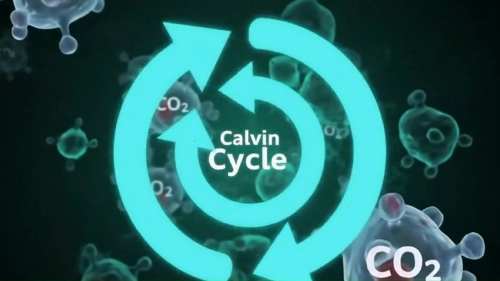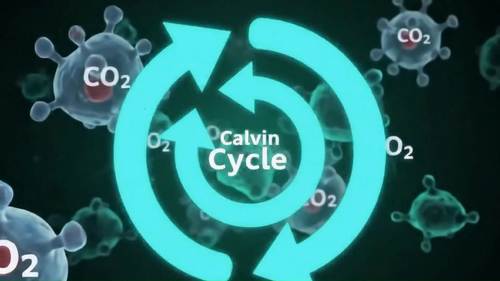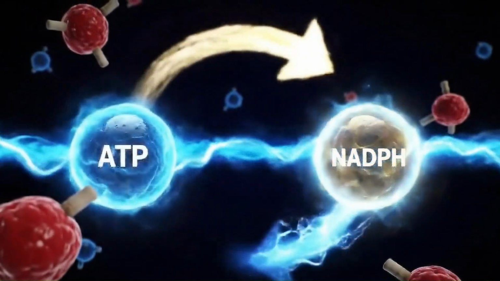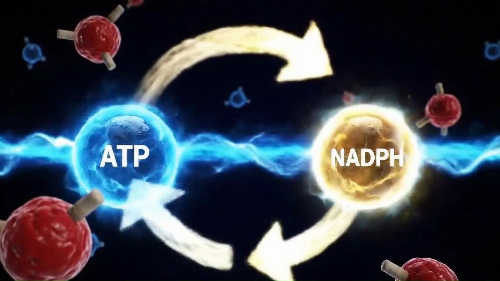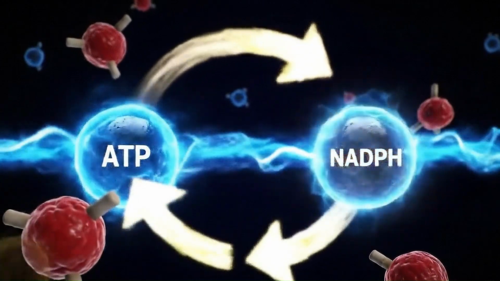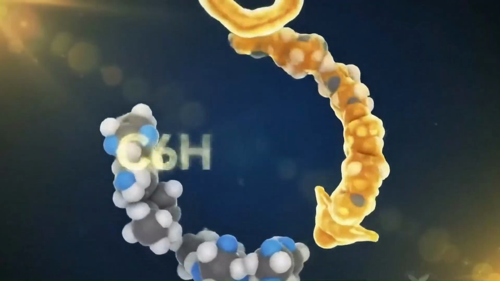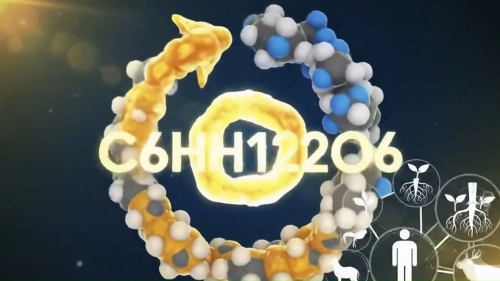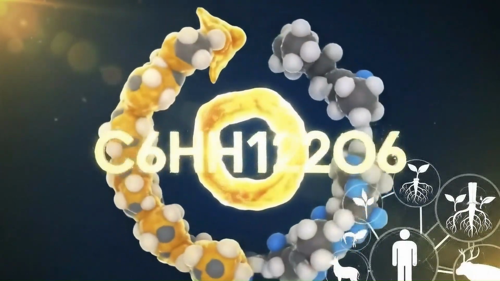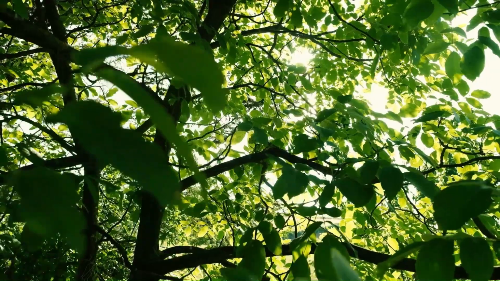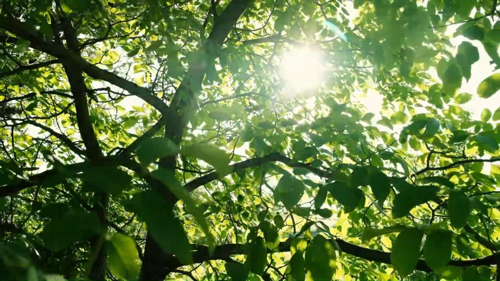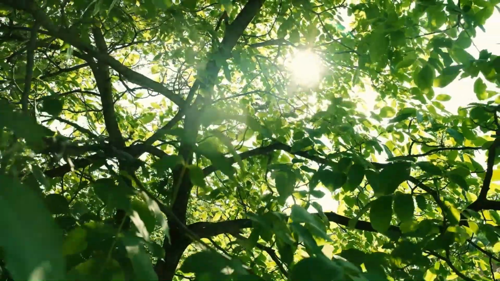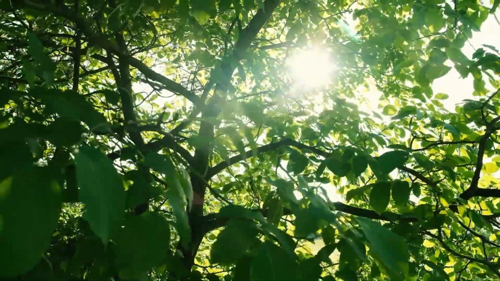Next come the light-independent reactions, also called the Krebs Cycle. Here, carbon dioxide from the air is captured and, using the energy from ATP and NADPH, transformed into glucose molecules. This glucose becomes the foundation of the food chain. So when you see a green leaf shimmering in the sun, remember, it's not just sitting there, it's running the most important chemical factory on Earth.